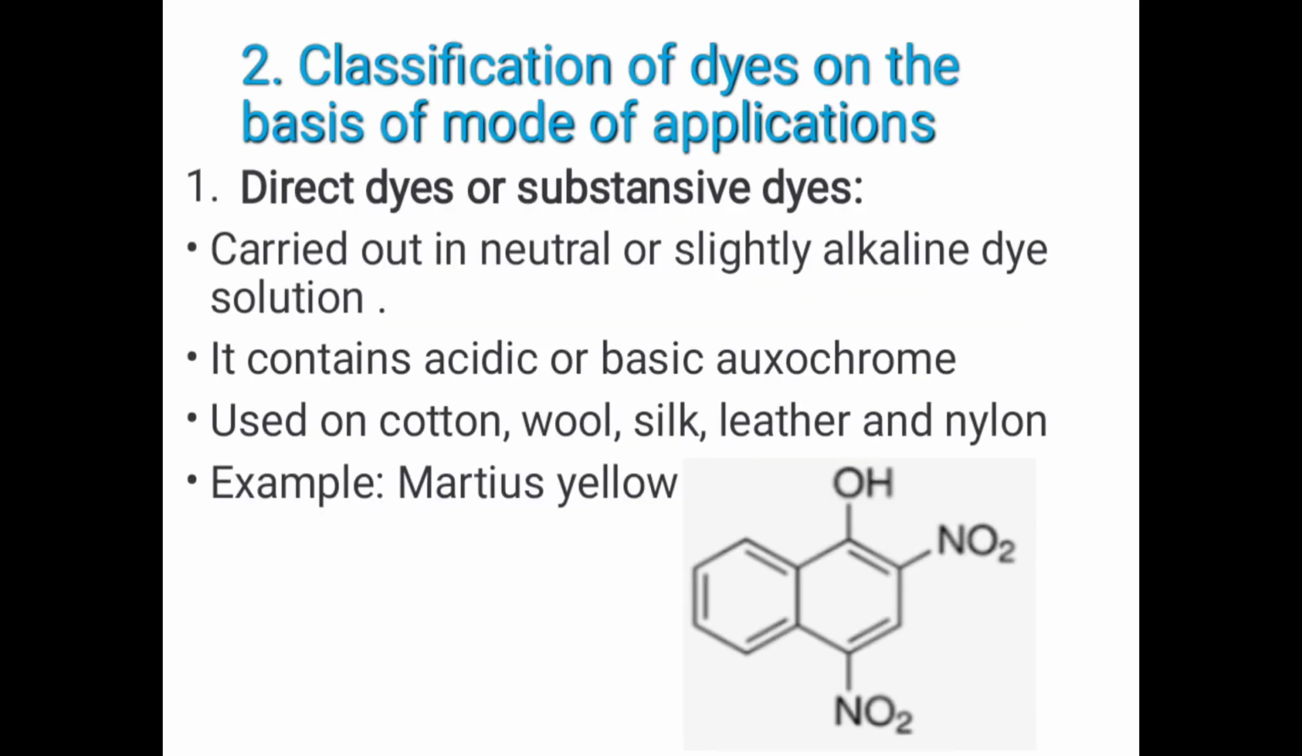Classification of dyes on the basis of mode of application. Direct dyes or substantive dyes. Dyeing is carried out in neutral or slightly alkaline dye solution. They contain acidic or basic oxochrome and are used for cotton, wool, silk, leather and nylon. An example is Martius yellow.